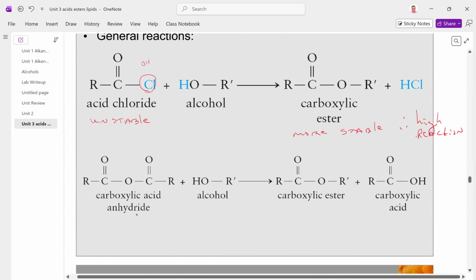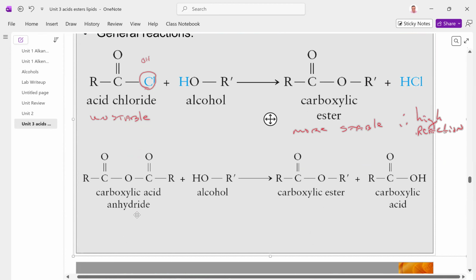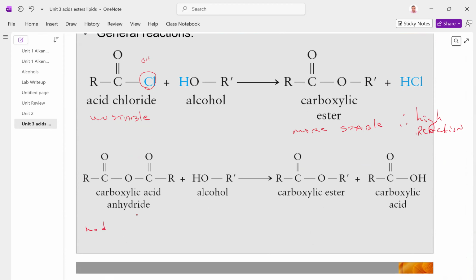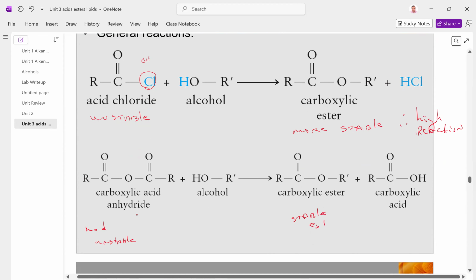The anhydride is moderately unstable. So this gives a stable ester. So this is medium yield.